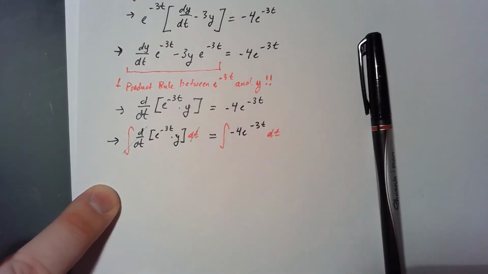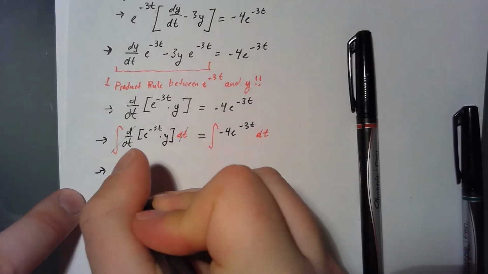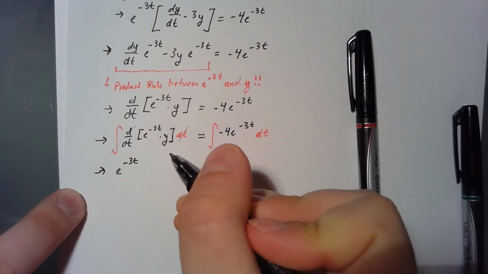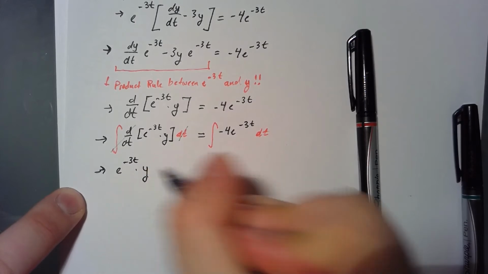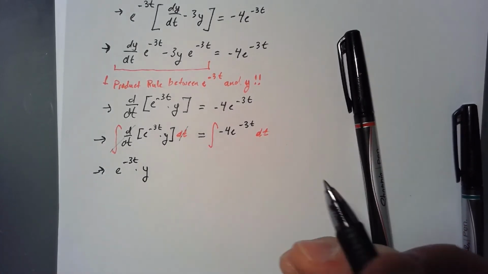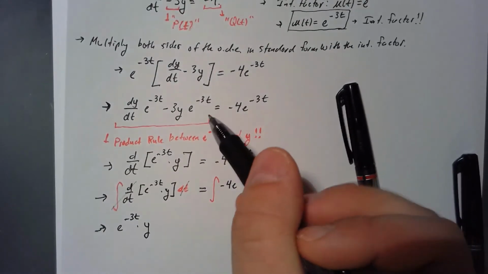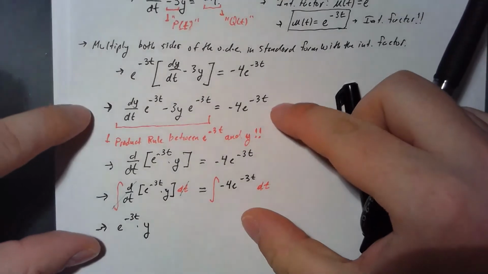With this, all I'm left with on the left-hand side is e to the negative 3t times y. That's the magic of using an integrating factor, and it's really cool. Now, you do have to go through this process, because this right here is where the magic takes place.